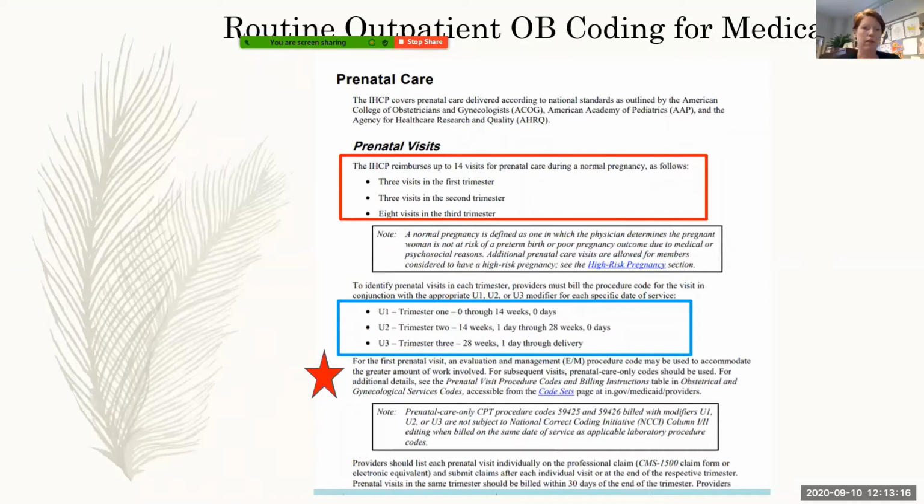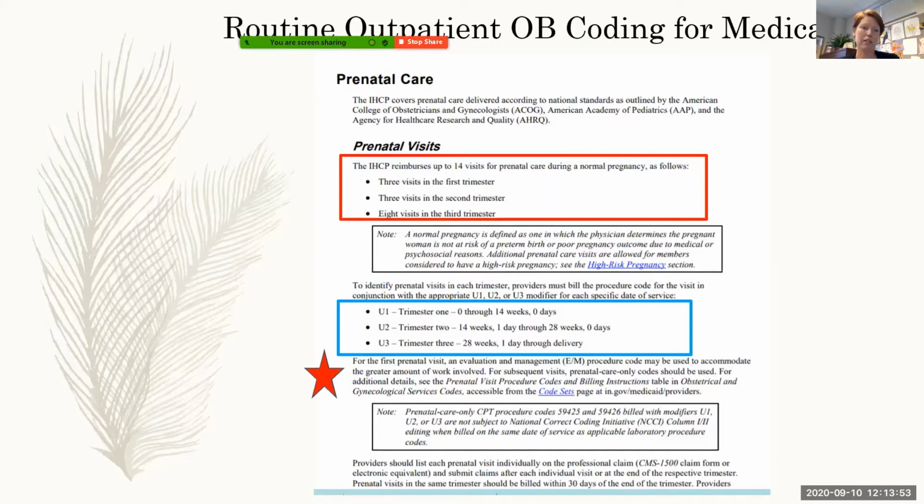That first OB visit should actually be coded or billed as an E&M charge. What Medicaid has designated is that first prenatal visit is a little more involved. You're going to do a more thorough exam, a more thorough history, and you spend a little more time. We book 40 minutes for those patients. So you can actually submit an E&M code, like a 99214, for that very first new OB visit versus submitting a first trimester code on our super bill.